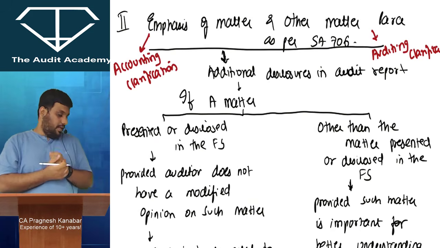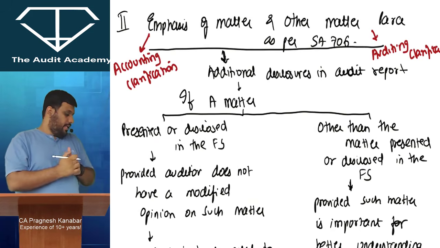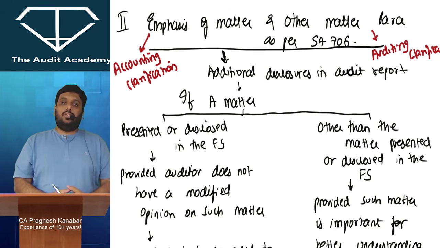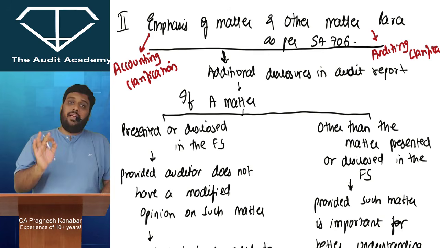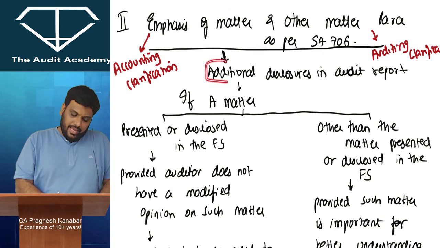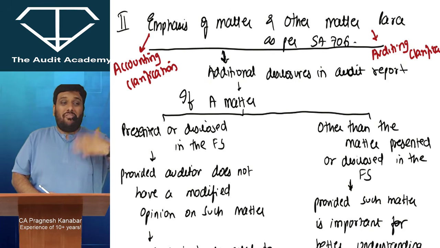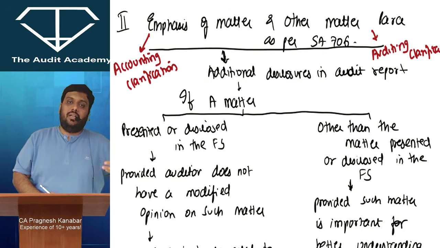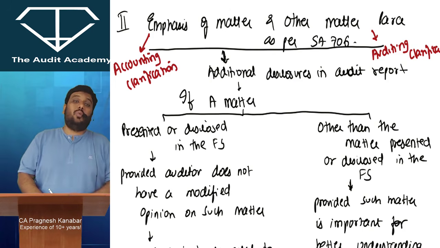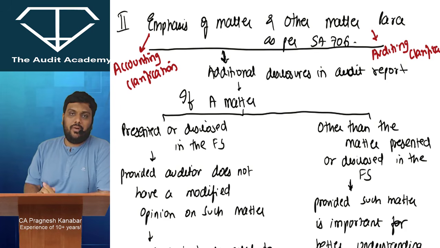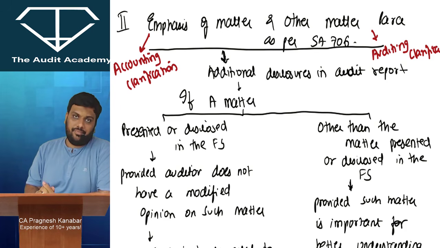Now we are talking about SA 706. Emphasis of matter and other matter paragraph as per SA 706. First of all, emphasis of matter and other matter paragraph are additional disclosures in the audit report. Whenever the auditor feels like highlighting something which may not necessarily impact his opinion, but he still wants to write about it, then these two paragraphs will help the auditor: emphasis of matter and other matter paragraph.